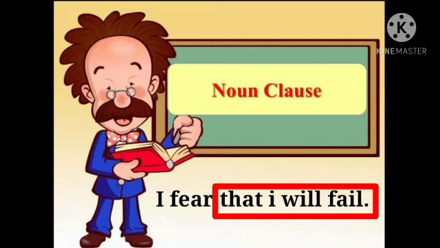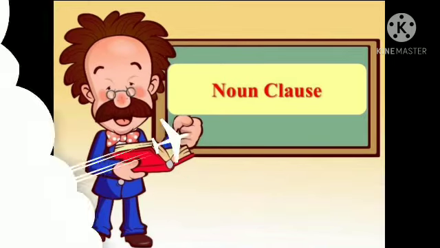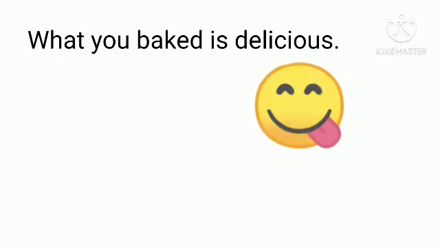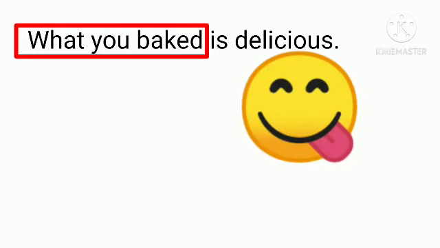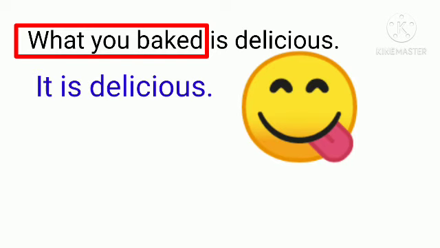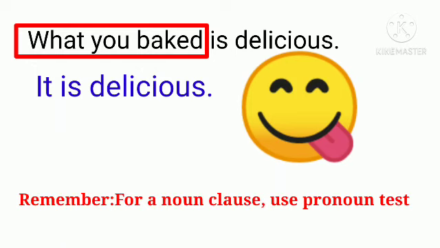But if you are not sure whether a clause is a noun clause, try replacing it with pronouns. For example, what you baked is delicious. In this example, what you baked is a noun clause. It's actually the subject of the sentence. Let's try to replace it with a pronoun. Let's use it. It is delicious. The sentence still makes sense. This proves that the noun clause what you baked is functioning as a noun.